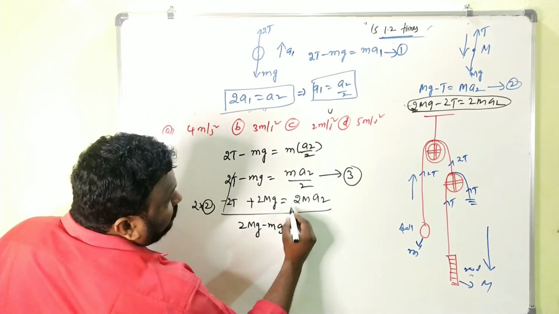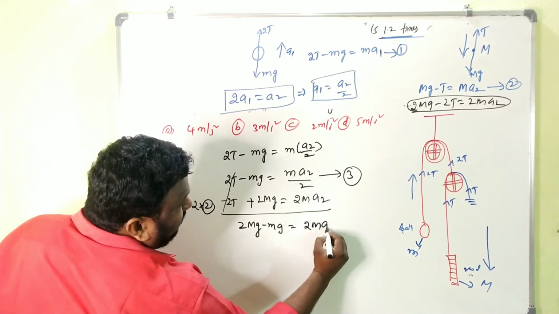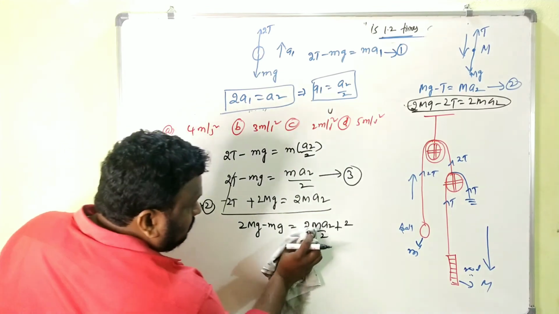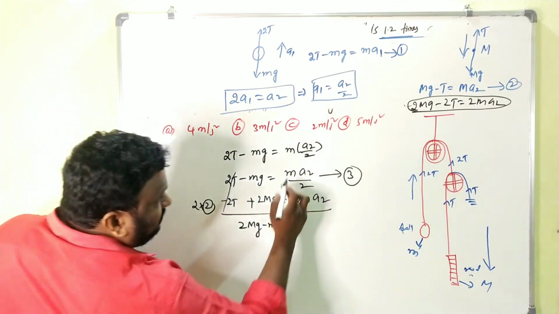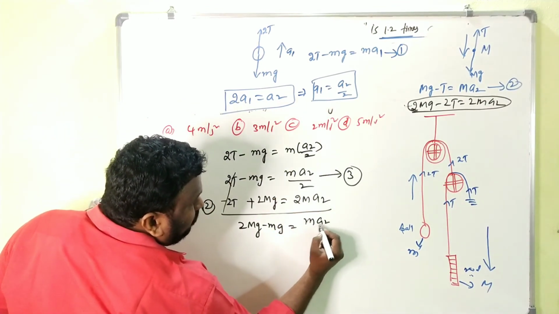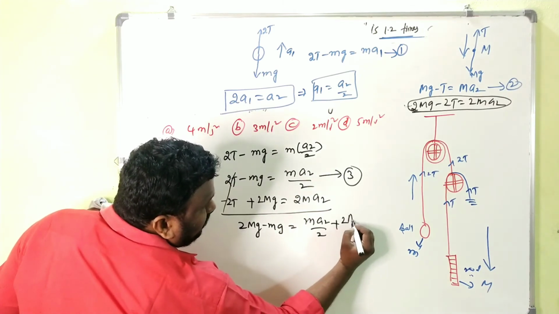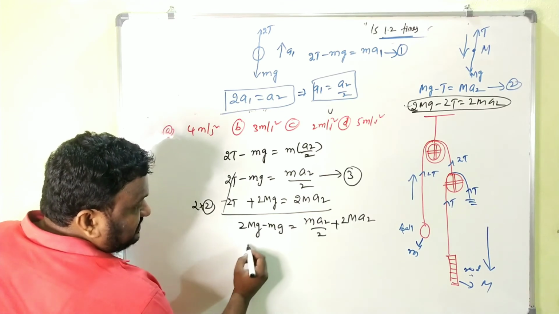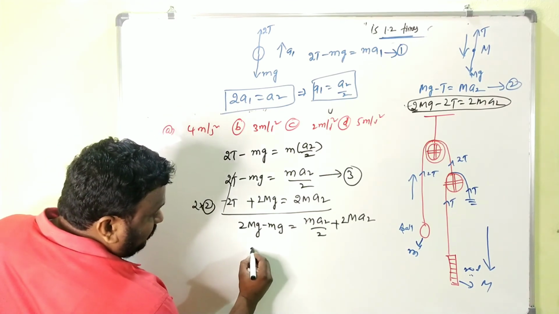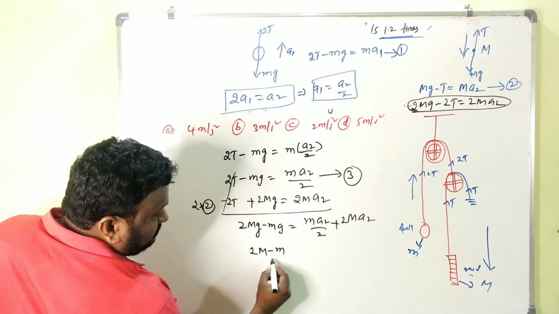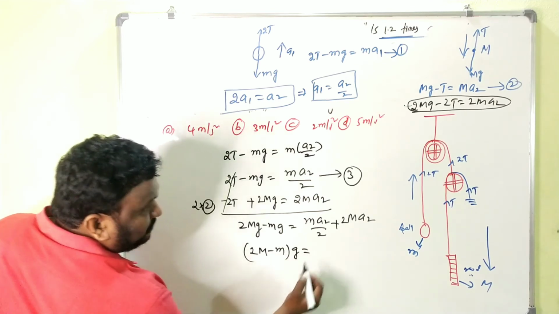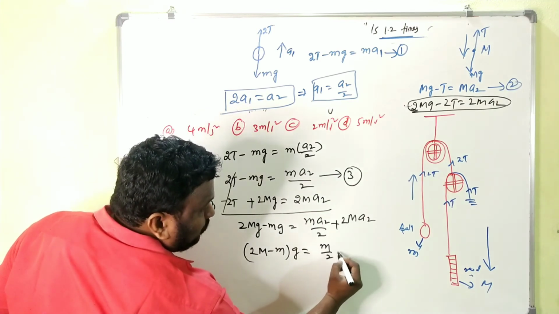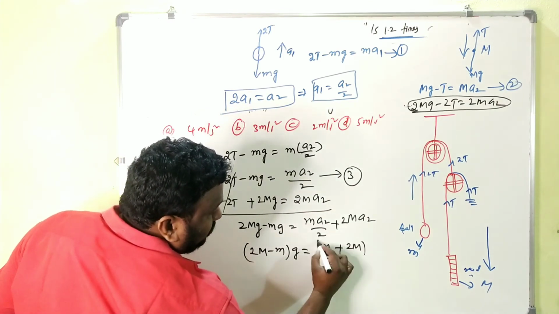Mg is equal to what, right? 2MA2 by 2 plus... so simply we are adding these two, mA2 by 2 plus 2MA2. Here what is common? g is common. Then what you get? 2M minus m into g is equal to, you can take A2 common here. What do you get? m by 2 plus 2M into A2.